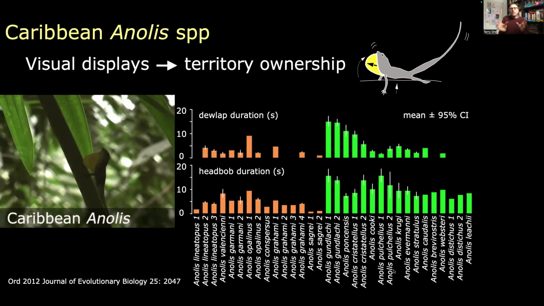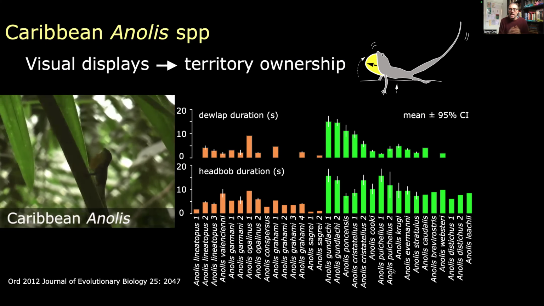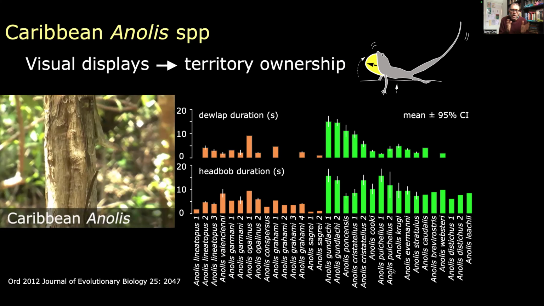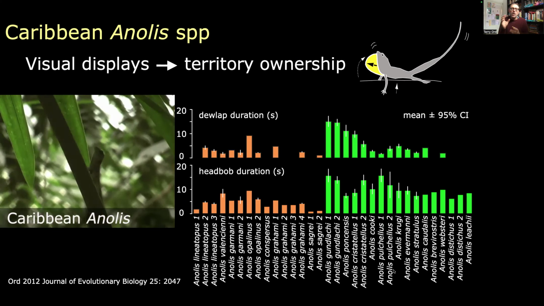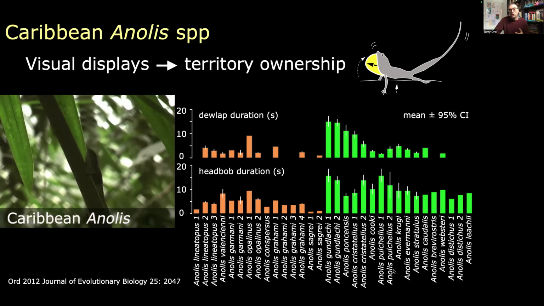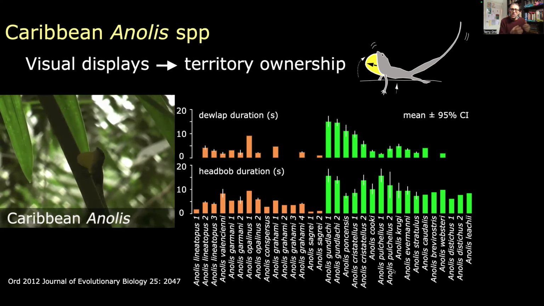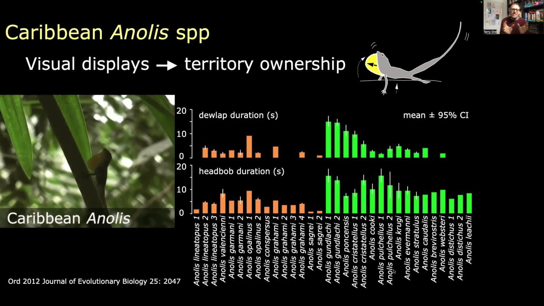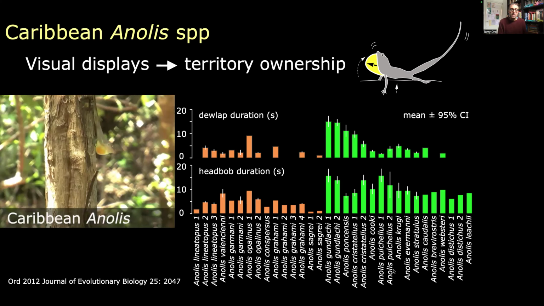And if you look at the variation of some really basic elements of design here, just the duration of those displays, you'll see that across closely related species, there seems to be a split. There are those in green that have really long displays, certainly in terms of their head bobs, but also their dewlaps, compared to the ones in orange here that have much shorter displays. So there seem to be alternative strategies for these territorial broadcasts.